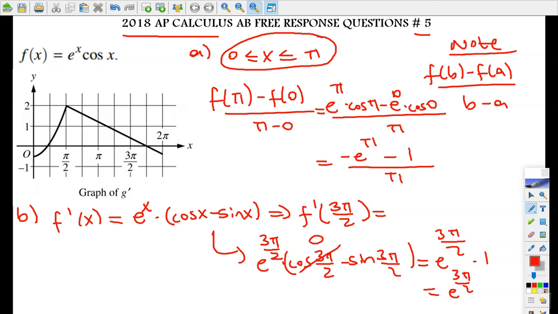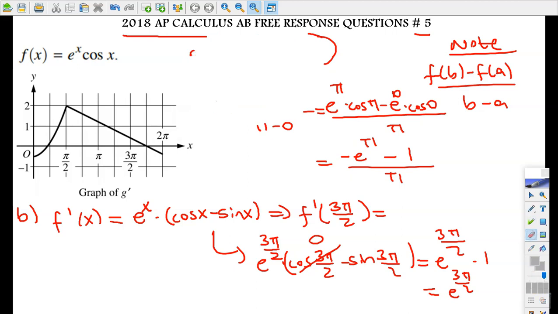Alright, let's move on to part C. In part C, it says find the absolute minimum value of the f of x function on this interval, 0 less than or equal to x less than or equal to 2 pi. If I want to figure out the absolute minimum or absolute maximum, first I need to find the first derivative of the function. Then I need to set it equal to 0 to find the critical points. Then I need to test the critical points and also the endpoints in the original function to be exact.